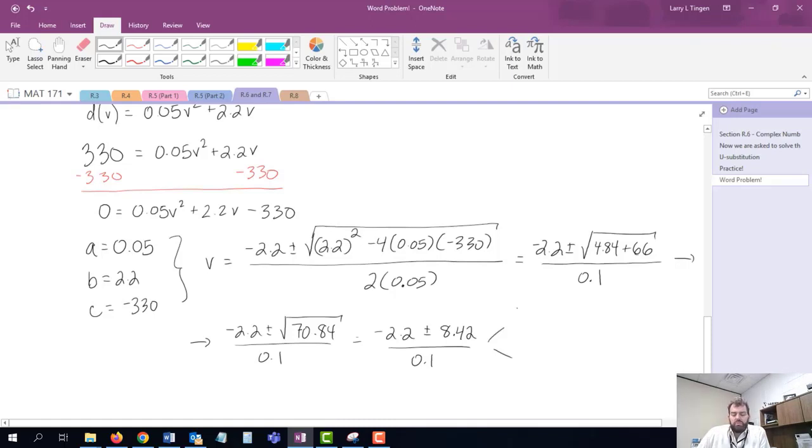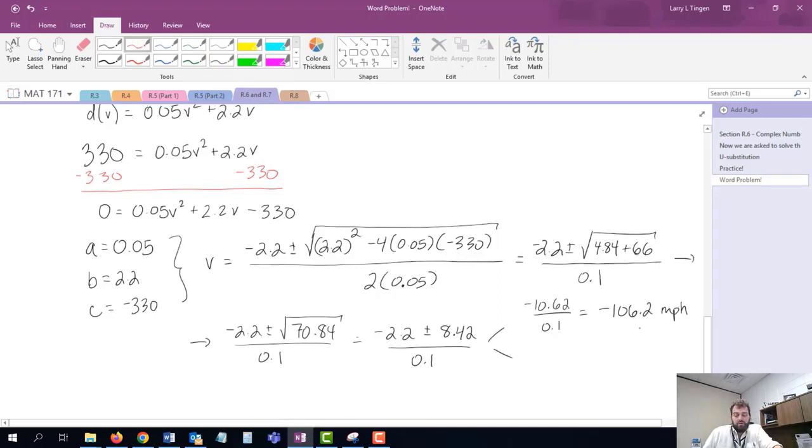Negative 2.2 minus 8.42 more is going to give me negative 10.62 divided by 0.1. Dividing by 1/10 is just going to move the decimal 1 place to the right. So that's negative 106.2. These are miles per hour. And does your car go negative 106.2? Absolutely not.